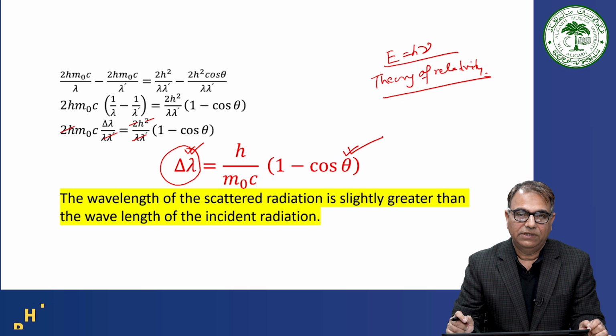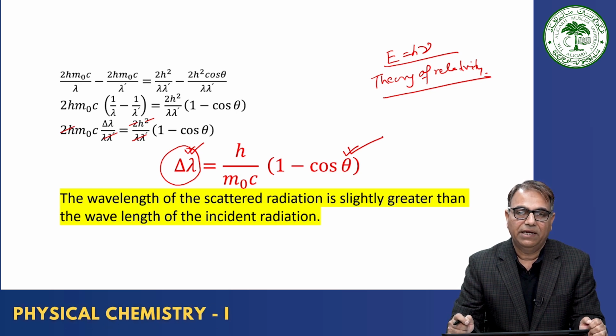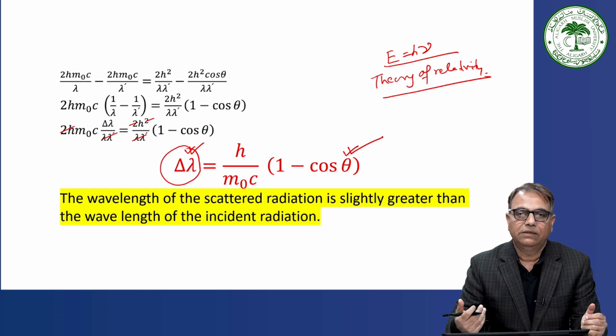So again we see that the hypothesis which was given by Planck was utilized to deal with another experimental observation, that was the shift in the wavelength of scattered and incident radiation when electromagnetic radiation strikes an electron, okay. So this is how a hypothesis gets established when it starts explaining many other experimental observations, and that's my motto, to tell you how quantum mechanics came into existence gradually.